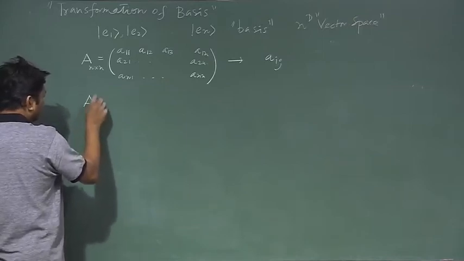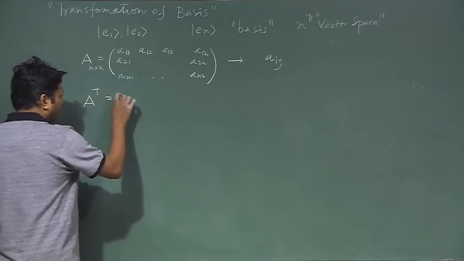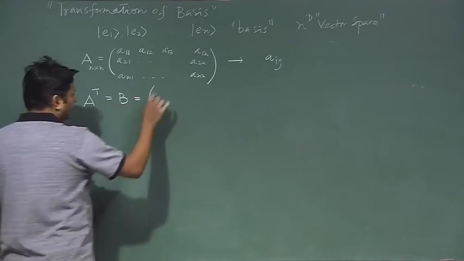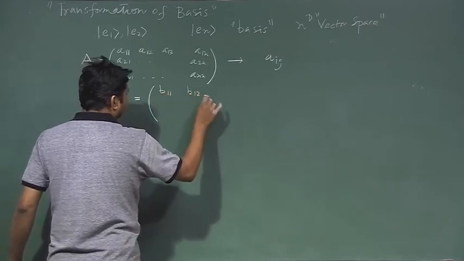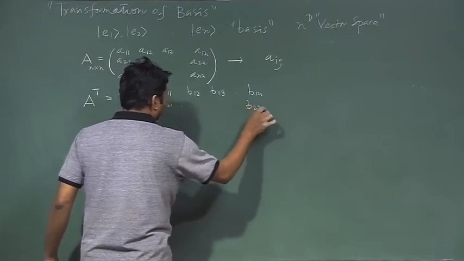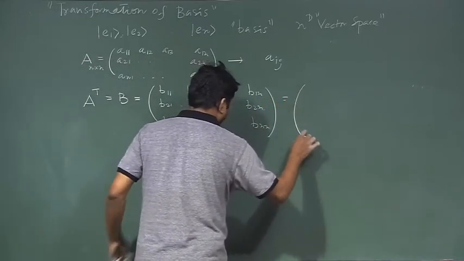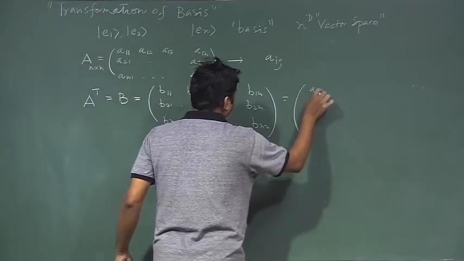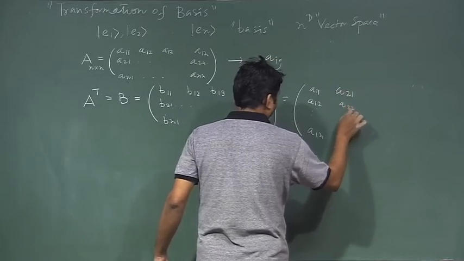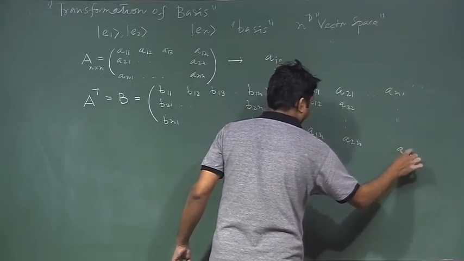If I transpose this matrix, what is the meaning of transposing? Say when I transpose this matrix, I write it as another matrix B. So, my B is B11, B12, B13, B1n as usual, B21, B2n as usual, Bn1 to Bnn. But since it is a transpose, this is nothing but the transpose of this quantity. So, A11, A12, A1n, A21, A22, A2n, An1, Ann.